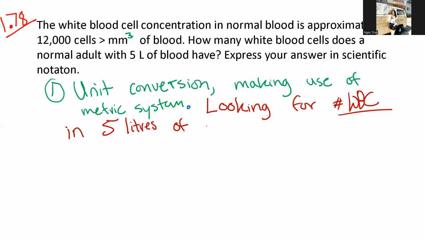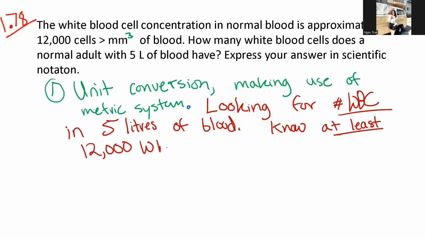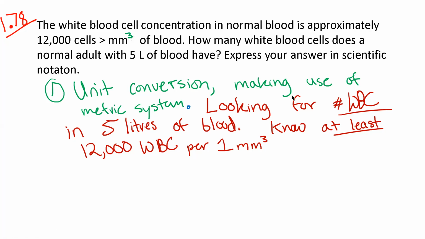In 5 liters of blood. And we know that there are 12,000 cells. Exactly. So there's at least, we'll just say at least, 12,000 white blood cells in 1 millimeter cubed. Exactly. So we've got per 1 millimeter cubed. Okay, good so far? Yes. Okay, so do you have any idea where to go from here?